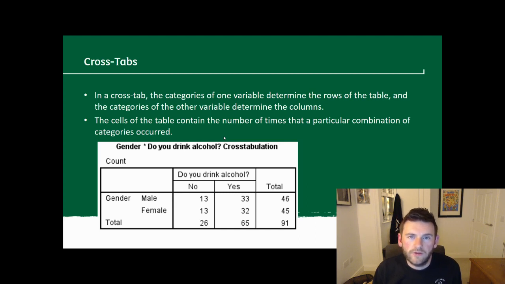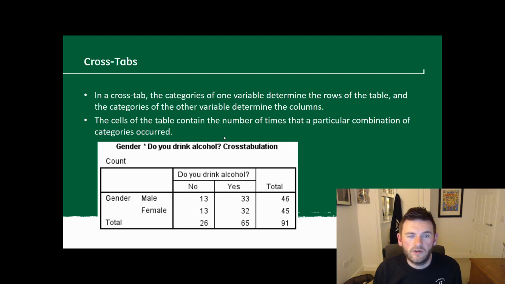We can then look down the columns instead. Those that said they didn't drink alcohol, we had 13 males and 13 females. Those that said they did drink alcohol, we have 33 males and 32 females. So in total we had 26 people across our sample, male and female, that said they didn't drink alcohol, and 65 said that they did.